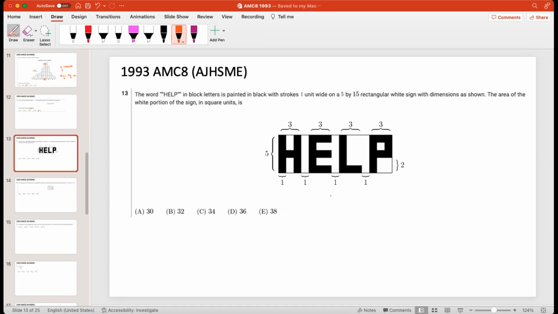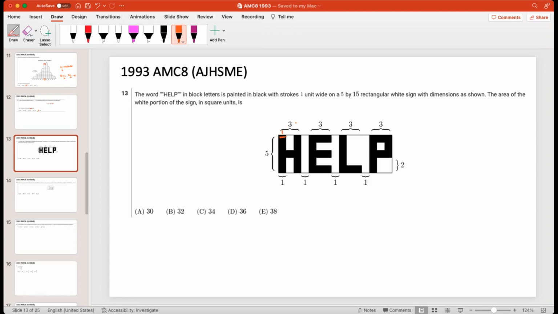The word HELP in block letters is painted in black with strokes 1 unit wide on a 5 by 15 rectangular white sign with dimensions as shown. The area of the white portion of the sign in square units is. This is simple, we can just add, right? So 1 unit wide. This black width is 1 unit and this height is 5.